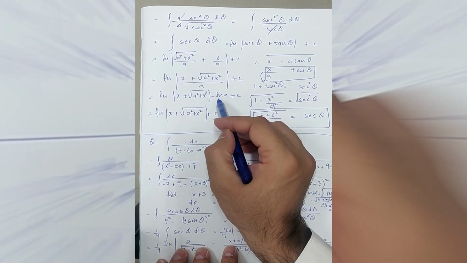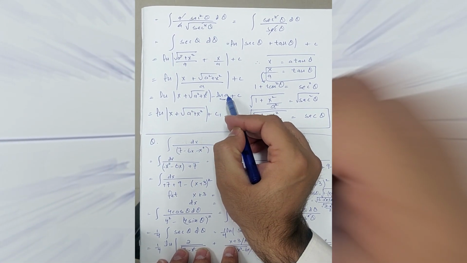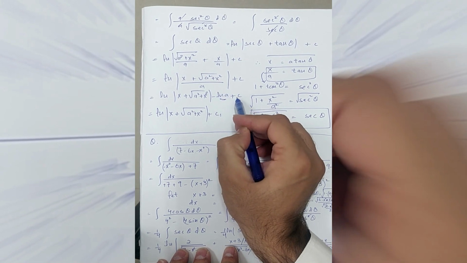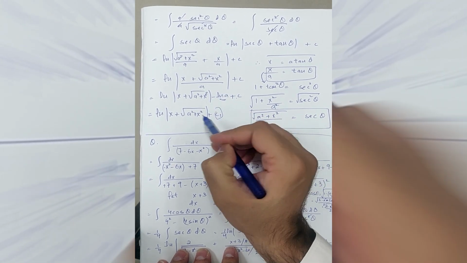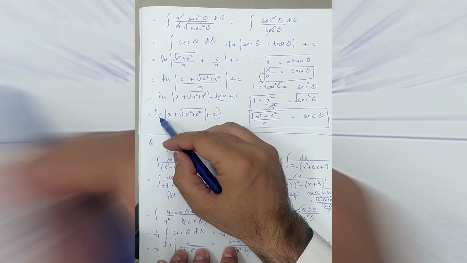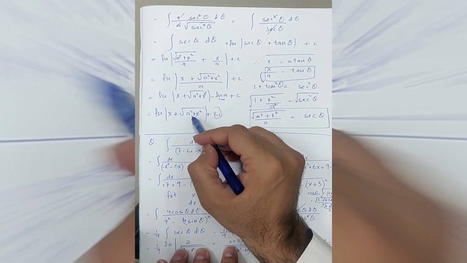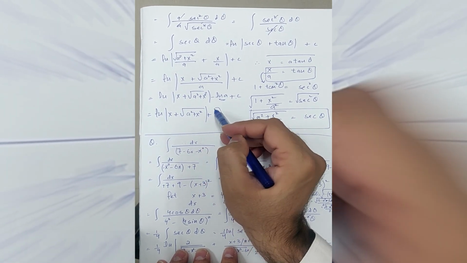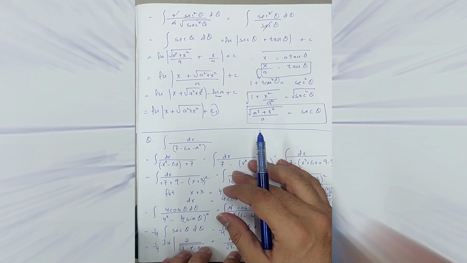So finally, we know that log of a is constant, so we will change this constant to a new constant c1. So the final solution is log of x plus under the root a square plus x square. Okay, so that's the solution of that integral.